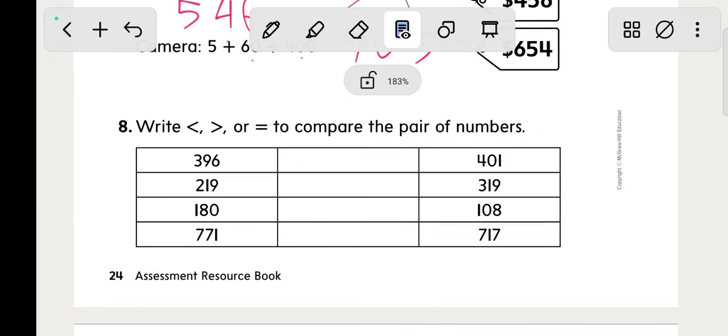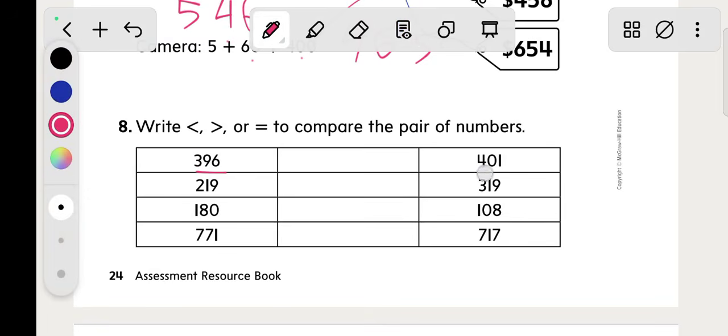Which one is more? Compare between two pairs. Okay. You have here 396 and here 401. In your opinion, which one is more? 396 or 401? Let's check. What's the first number we have in hundreds place? 300. What is the number we have in the other one? In hundreds place 400, so 4 is more than 3, right?